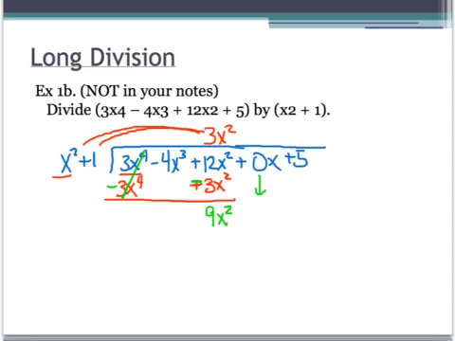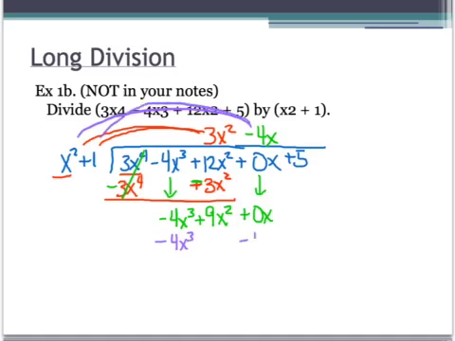And then everybody knows that we need to drop our next term. But at the same time, I also need to go back and drop this term, the negative 4x cubed. If I haven't used it yet, if there are any before the 9x squared, you still need to drop those terms. Now, how many times does x squared go into negative 4x cubed? And that would be a negative 4x. So now I'm going to take negative 4x times x squared and negative 4x times 1, and I get negative 4x.